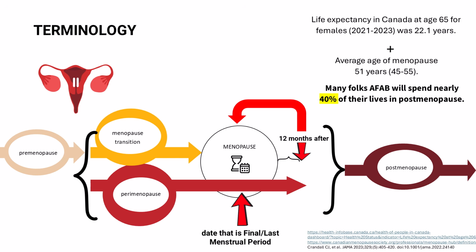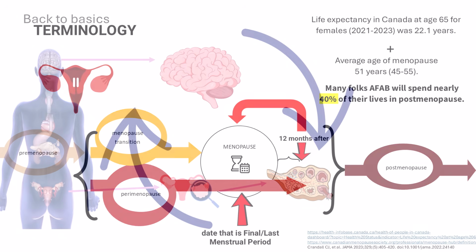And when you look at the average age of menopause on top of that, many folks who are assigned female at birth will spend nearly about 40% of their lifetime in a postmenopausal state. It's also important to notice that even after you've technically had your menopausal date with your last menstrual period, it can take a couple of years after that time point for the hormones to actually stabilize and level out. So there is a little bit of a period of discontent, shall we say, in terms of hormonal regulation, even after the final menstrual period.